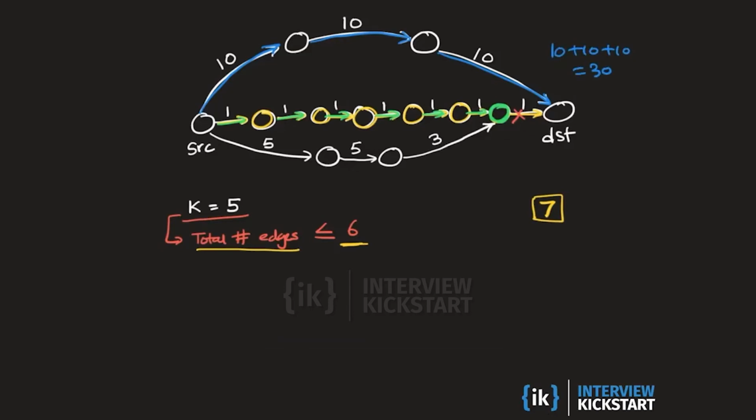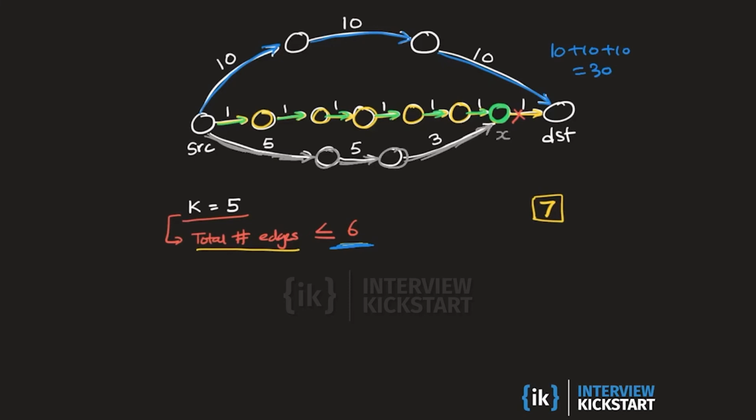The question is: is this the shortest path from the source to the destination that uses at most 6 edges? Well, if you think about it, the answer is no. Consider this path, which I am coloring in grey, from the source to that green vertex. Let me call that green vertex X.